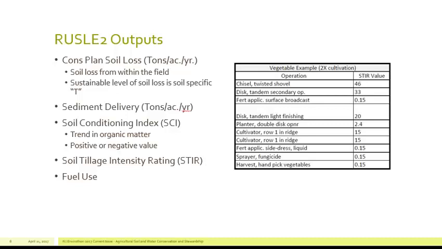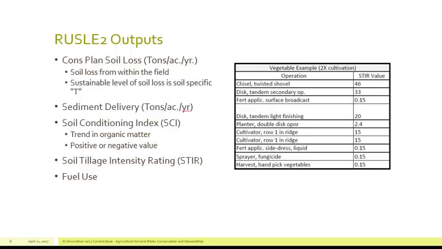The STIR value, which is the soil tillage intensity rating, is another output that we get. This utilizes the speed, the depth, the surface disturbance, and the type of tillage that is used for that management system over that rotation. The kind, severity, and number of ground disturbing passes are evaluated for the entire cropping rotation. If you look at the table on the slide, you can see that each management that occurs in the field has its own STIR value.